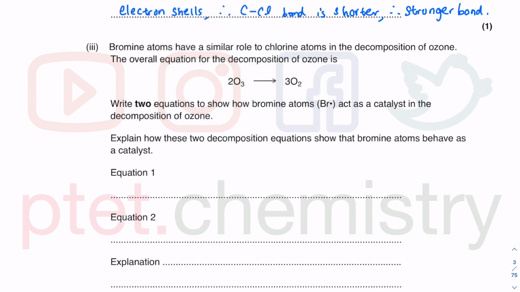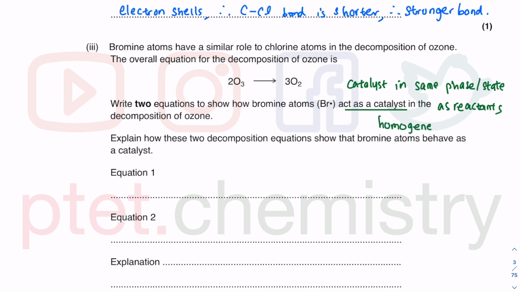In part 3, we have this catalysis. So we're going to talk about catalysis. All these catalysts are in the same state. They are in the upper atmosphere. They are in the same phase or the same state as the reactant. This is part of the rate of reaction topic. This is called homogeneous catalysis. Homogeneous, homo means the same. Homogeneous catalyst means they are in the same phase.